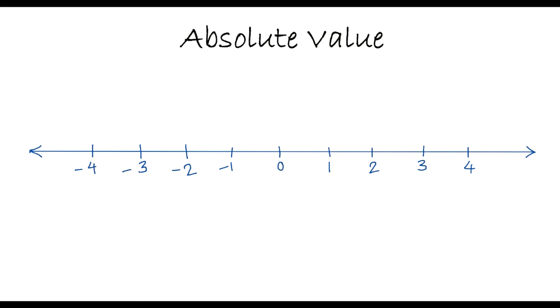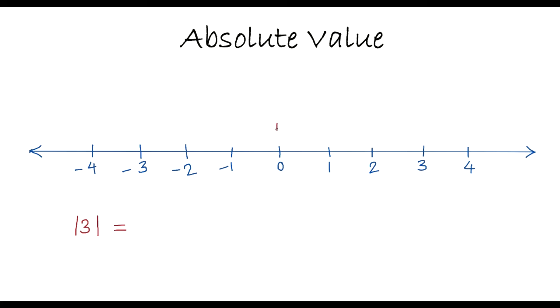The absolute value of a number represents the distance of that number from 0 on the number line. Suppose I want to represent the absolute value of 3. It will be written with a vertical bar on both sides of 3, and this is the absolute value of 3.